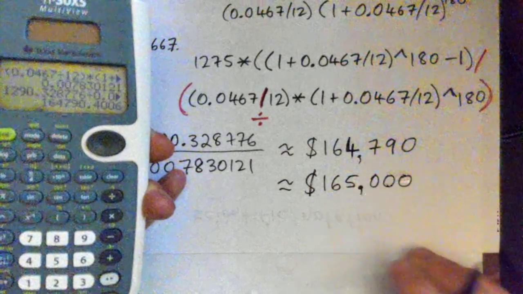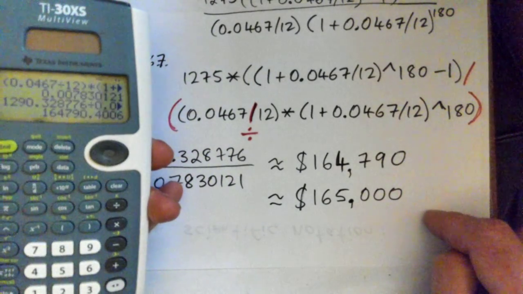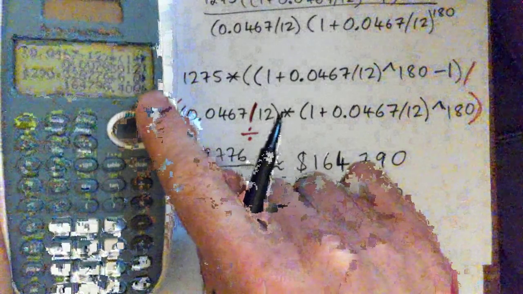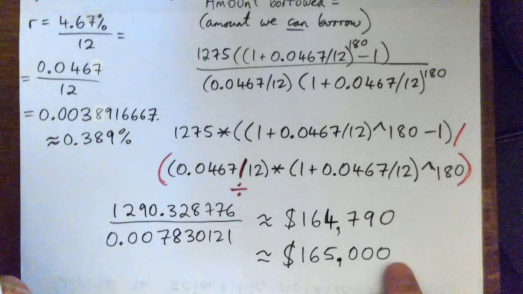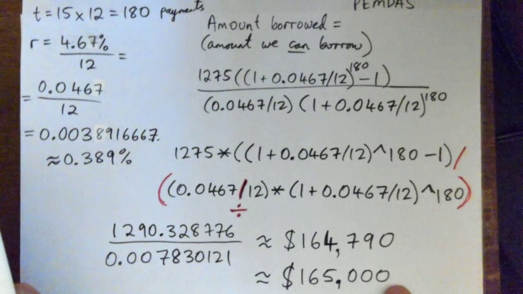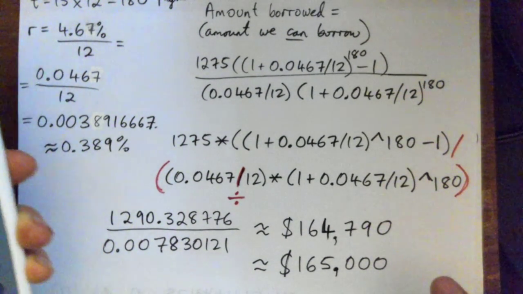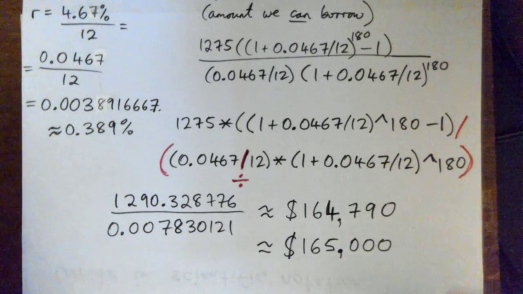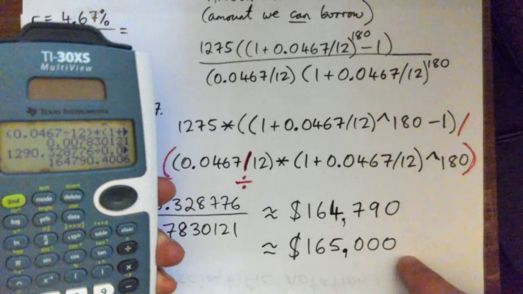Which one should we use in real life? Round to the nearest dollar? Or how about the nearest cent? You want the nearest cent, the nearest dollar, or the nearest thousand? The real life situation is you've figured out how much you can borrow to buy a house. What would you use in everyday language? Would you use the nearest cent, the nearest dollar, or the nearest thousand?